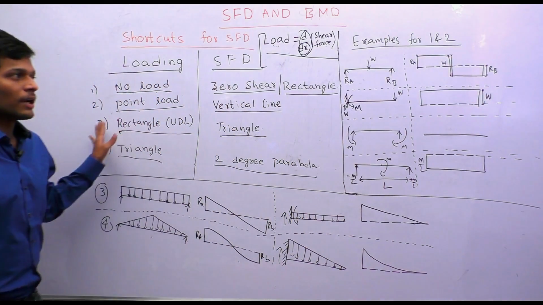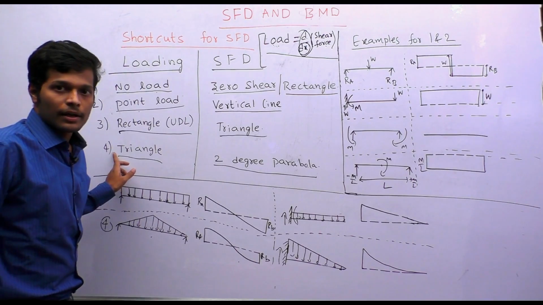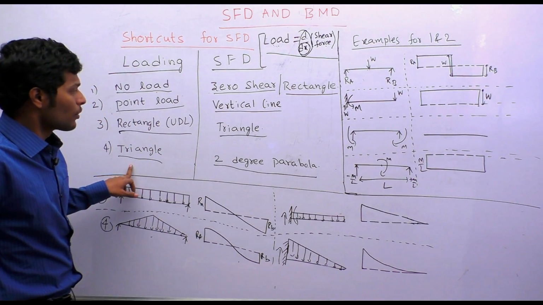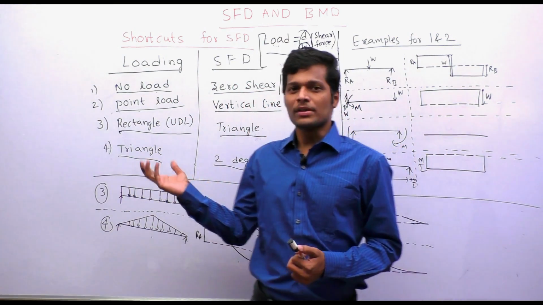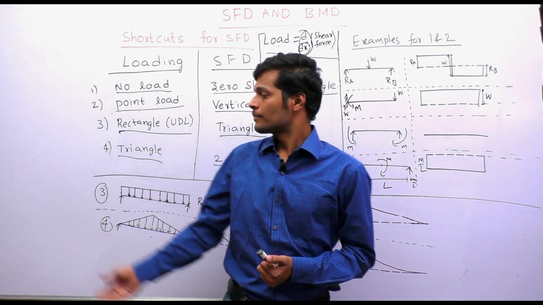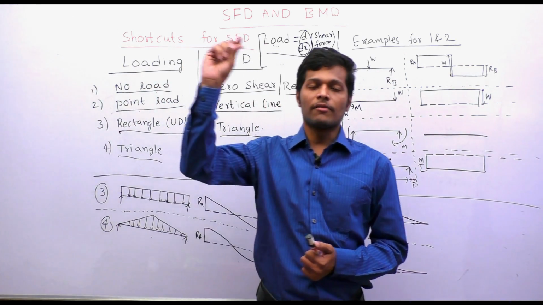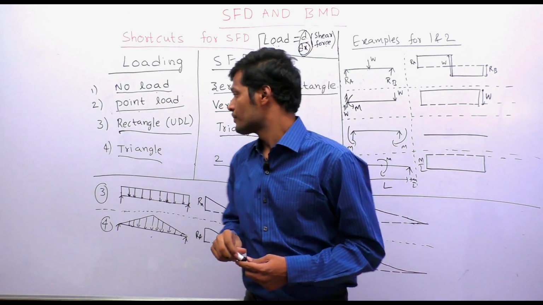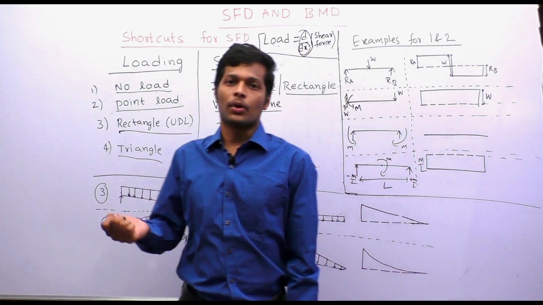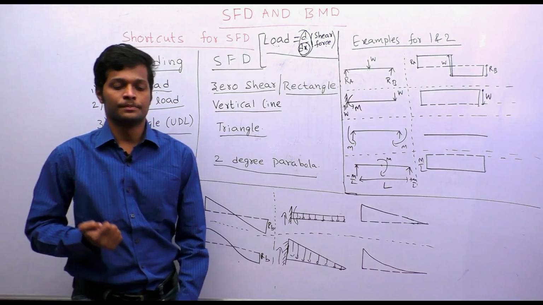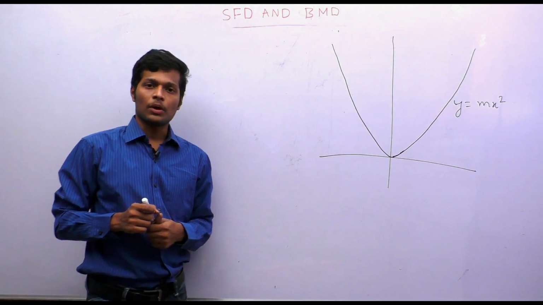Okay. So I hope you are clear with all these examples for the 4 cases: no load, point load, rectangle and a triangle. Suppose if you have a 2-degree parabola in loading, then the shear force will be a 3-degree parabola. 2-degree parabola means y is equal to mx square plus c format. 3-degree parabola means y is equal to mx cube plus c. The 3 value or 2 value is called degree of the equation. Okay. So next we will see how to identify whether we are going to get a convex parabola or concave parabola.